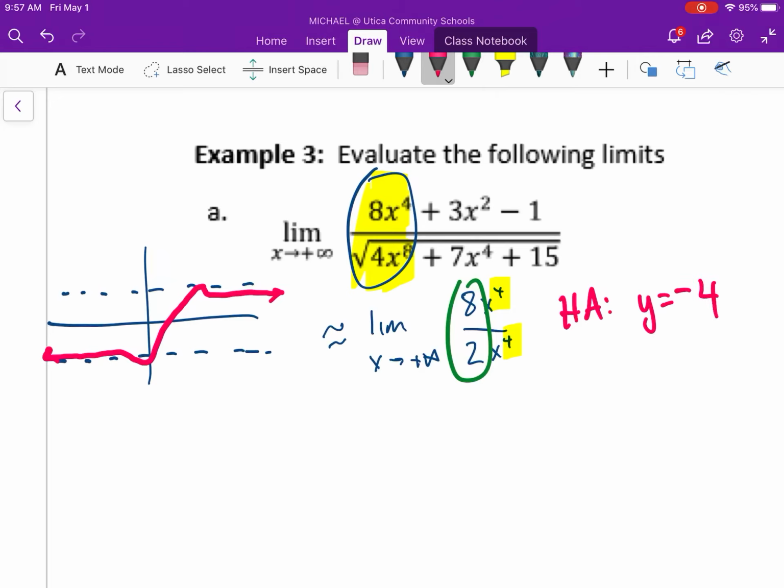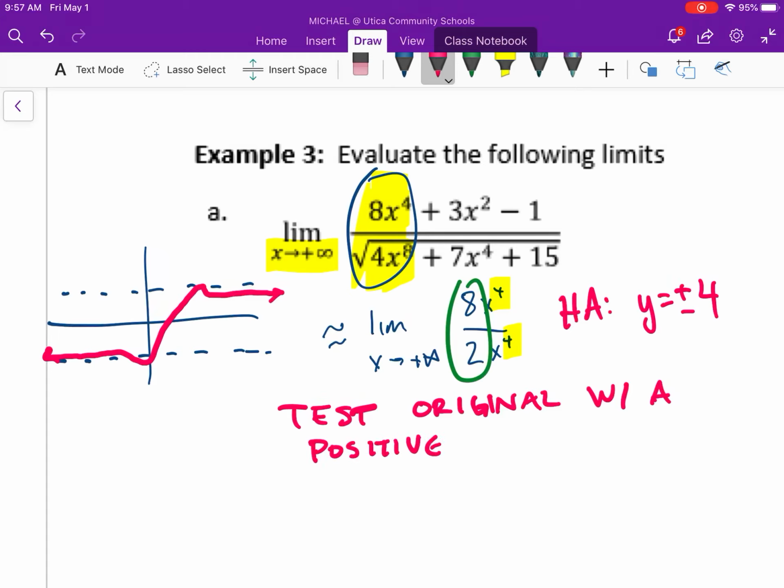But like I said at the beginning, it's either going to be positive or negative. So to determine that, we need to test. So we're going to test the original function, and because it's going to positive infinity, we're going to test the original with a positive value to determine if it's going to be positive or negative 4.